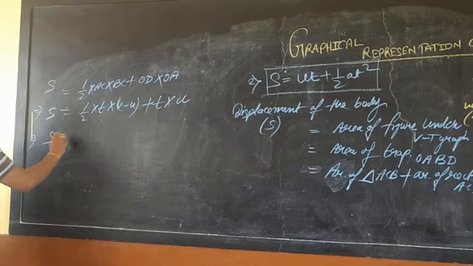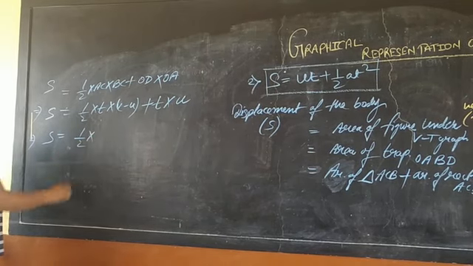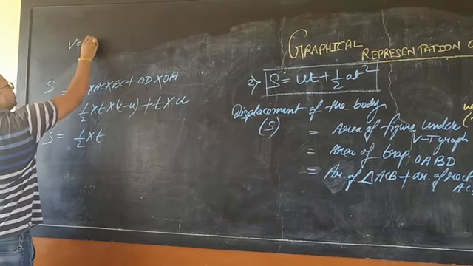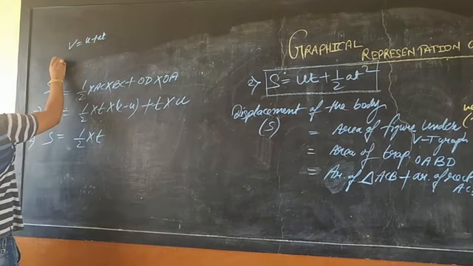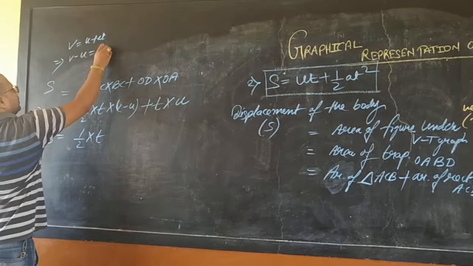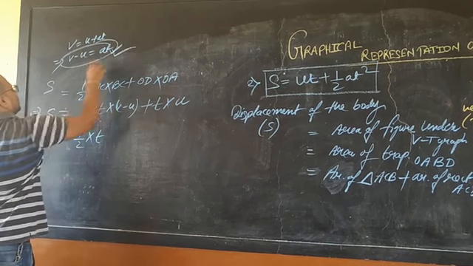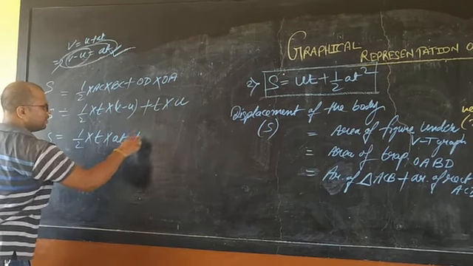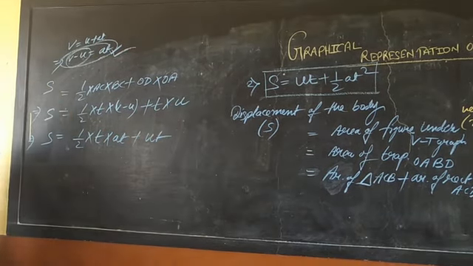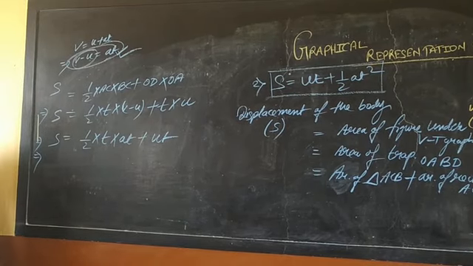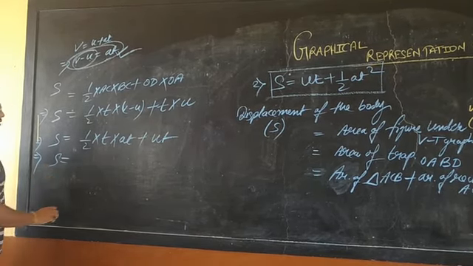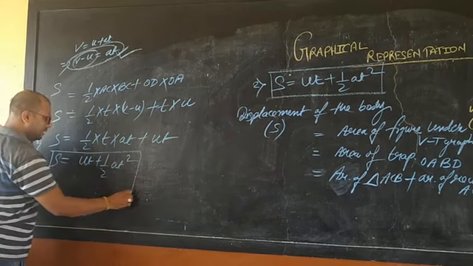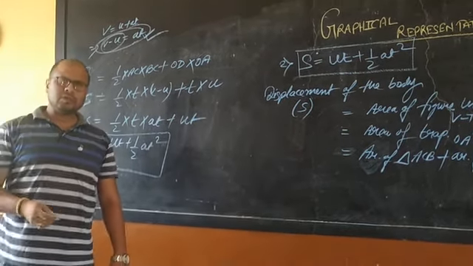Further, S is equal to half into T. What is the value of V minus U? We have the formula V is equal to U plus AT. Students, carefully please in this. So V minus U is equal to, we can write 18. V minus U, in place of this, we can write 18. So we can place 18 here and plus UT. Any confusion, students? If confusion would be there, you can ask me the questions. So S is equal to UT plus half AT square, students. So in this way, the second equation of motion is also derived.